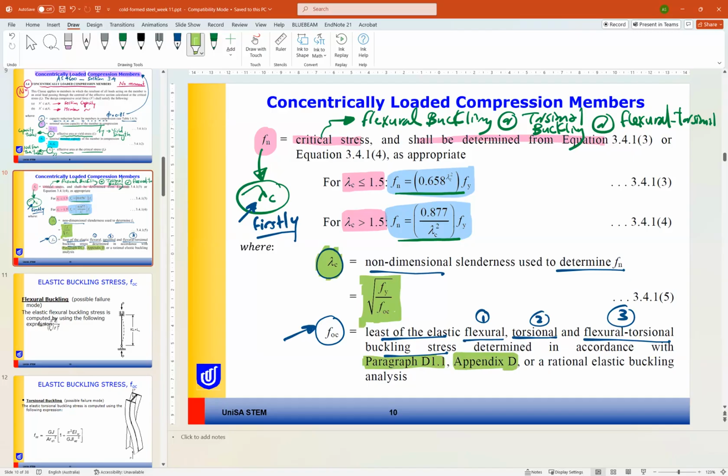Have you seen something like this before, last week? We have something like this for members under flexure. We have FOX, FOY, and FOD. So all these critical stresses need to be found to find the slenderness ratio, and then using the slenderness ratio, you can find the allowable or the required Fn or Fd or whatever, in a compression member, or in a member under flexure.